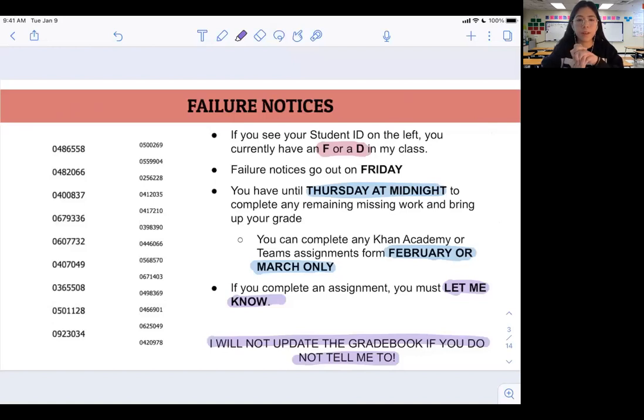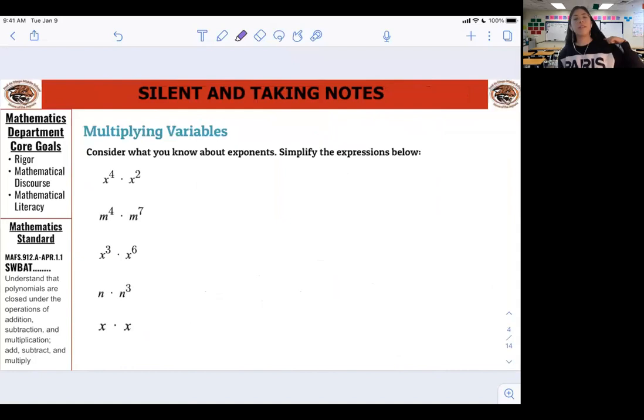Okay. All right. So now we can go ahead and do our lesson. We're going to be multiplying. So we did addition, we did subtraction. Now we're going to do multiplication. So let's start by just reviewing. We actually know how to do this, how to multiply variables.